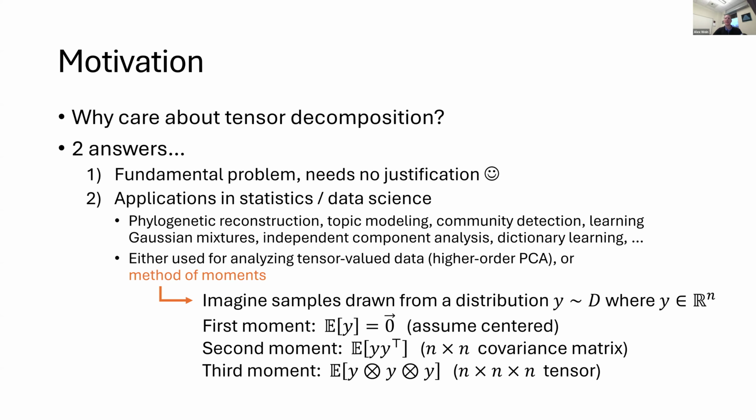And so in certain settings like Gaussian mixture models, the first two moments do not contain enough information to actually learn the parameters of your distribution that you want. And it's exactly because matrix decompositions are not unique, as we saw earlier. But the third moment turns out to be enough, and the tensor decomposition can be used here.